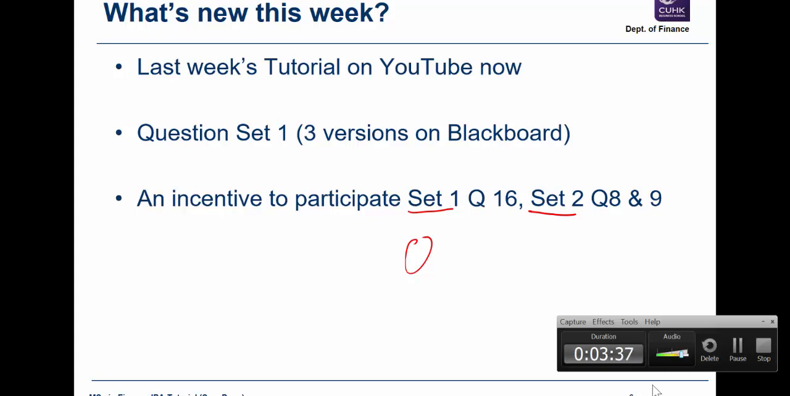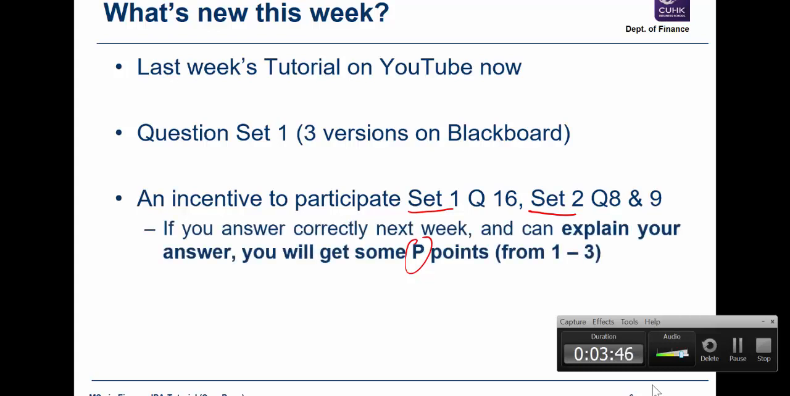You will get some points, real points, that will go into your score, okay? And so real money, not Bitcoin, okay? Real, you know that, okay? Now, P points is participation points from 1 to 3, depending on the quality and detail of your answer.